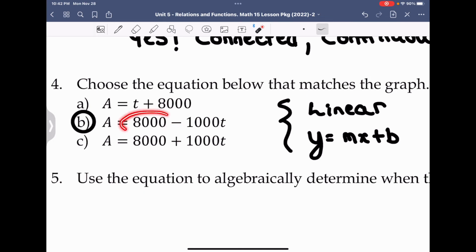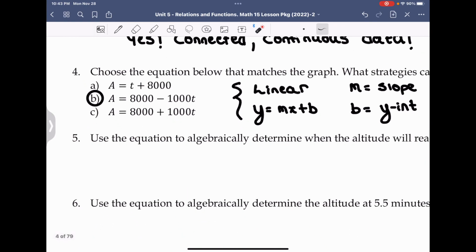We're taking some value and we're decreasing by some other value. Now we said that it was 1,000 per minute in the air. So when we see this 8,000, which is our starting height, our starting altitude, we're in the air, and we descend by 1,000 per given minute. So that should make sense for our context of our problem here.